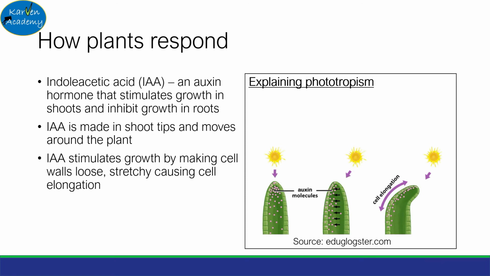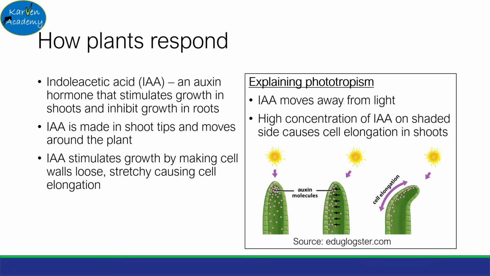With this information, let's explain phototropism. IAA moves to the shaded side of the plant's shoot, so a higher concentration of IAA builds on the shaded side, causing cell elongation. This causes the plant to grow towards the direction of sunlight.